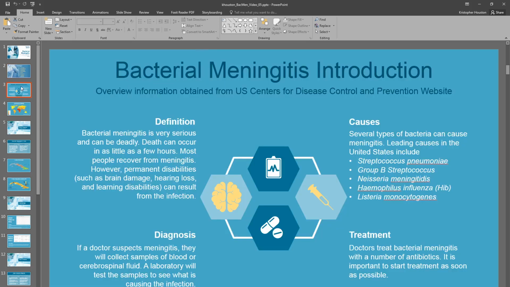The introduction here is a basic breakdown of what bacterial meningitis is. All of this information was obtained from the CDC website, describing basically the definition of bacterial meningitis being a very serious and deadly disease. It talks about some of the symptoms. Some of the causes are listed right here. These are the main bacterial pathogens that cause bacterial meningitis. And then some diagnoses are listed at the bottom here, as well as treatment. All this information can be obtained by going to this link at cdc.gov.